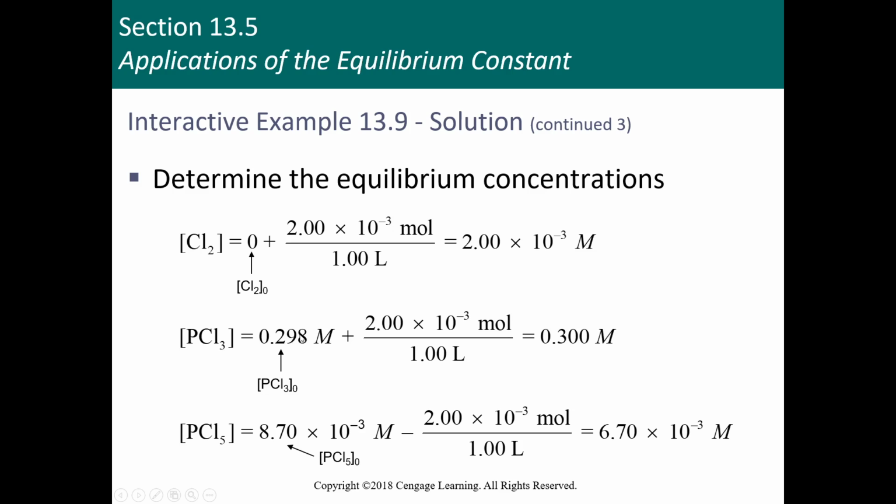For the PCl3, we started with 0.298 molarity. We made 2 times 10 to the negative 3 moles over 1 liter, which is the amount of molarity. And so that means we end up at equilibrium with 0.3 molarity. Now, for the PCl5, we had this amount initially. We used up 2 times 10 to the negative 3. And that will give us our equilibrium amount, which is 6.7 times 10 to the negative 3.